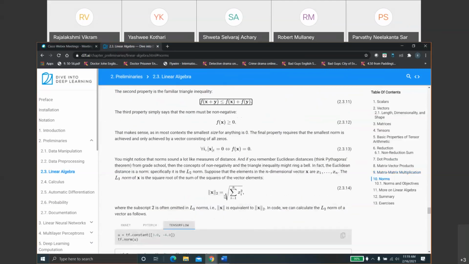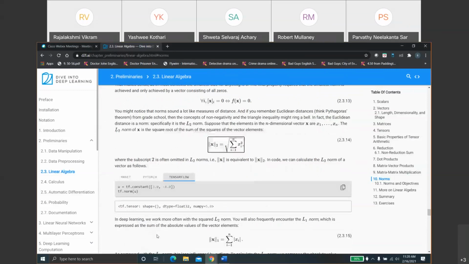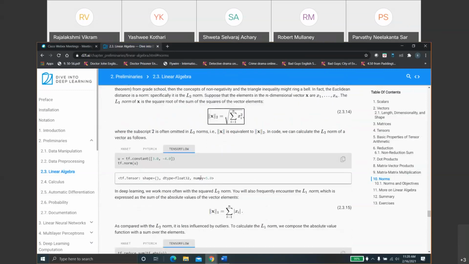So L2 norm corresponds to the Euclidean distance. What does L2 norm do? It squares all the elements in the vector, adds them up, and takes the root. So that is the L2 norm or the Euclidean distance. In TensorFlow, you can simply use the norm function and it will return you the L2 norm.